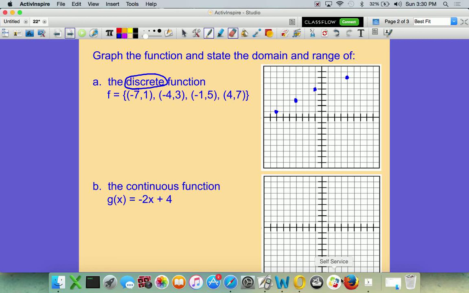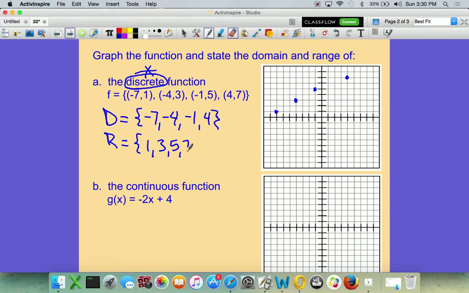Now we've got those points graphed. What we are going to be tempted to do is draw in a line to connect those points. We don't do that though, because it does say discrete there. Discrete is just putting the points on the graph. So that is the graph without a line. Stating the domain, the domain is simply the x values: -7, -4, -1, and 4. Our range is the y values: 1, 3, 5, and 7.